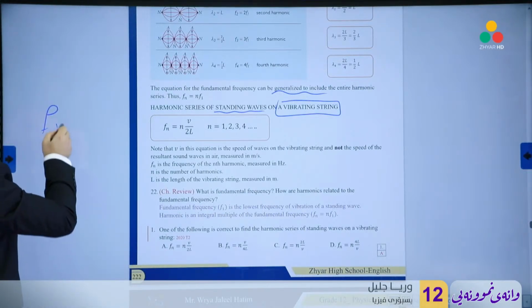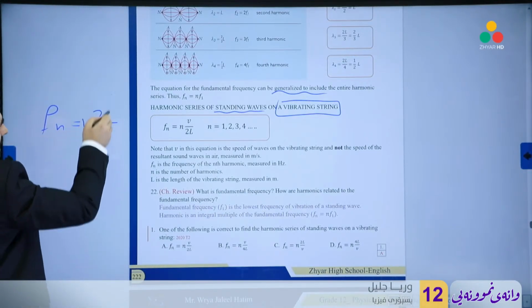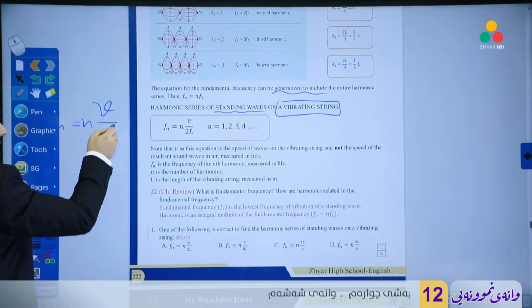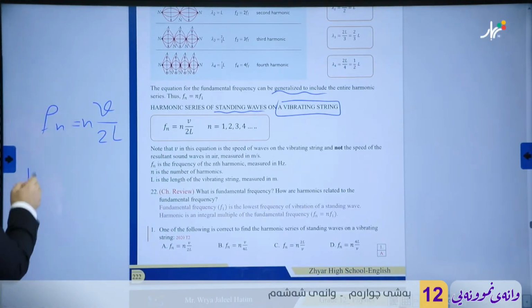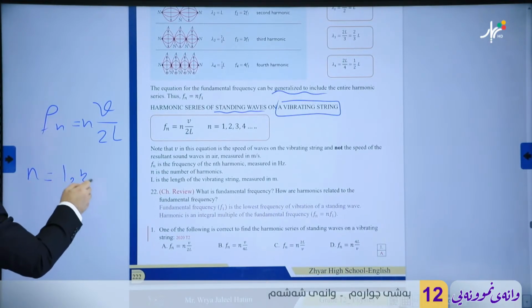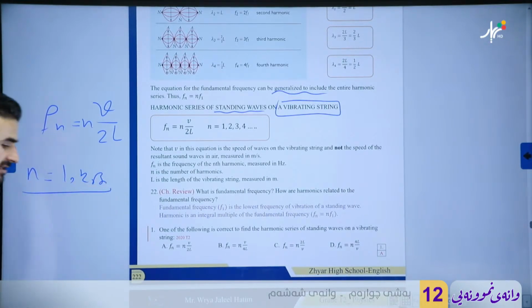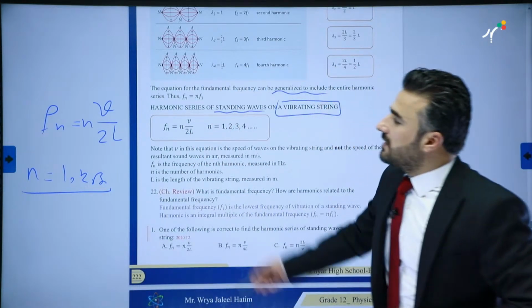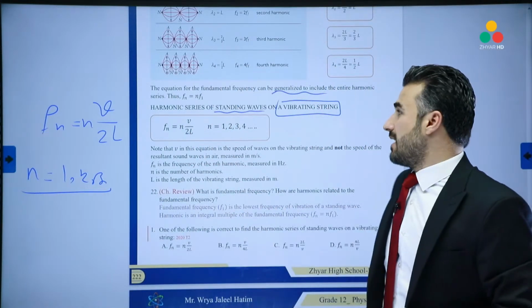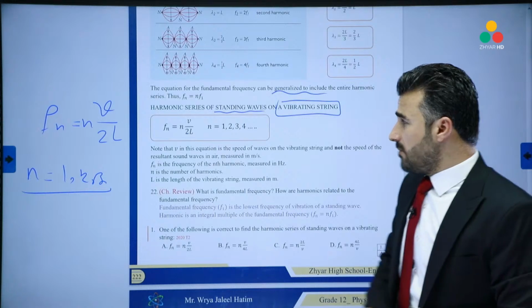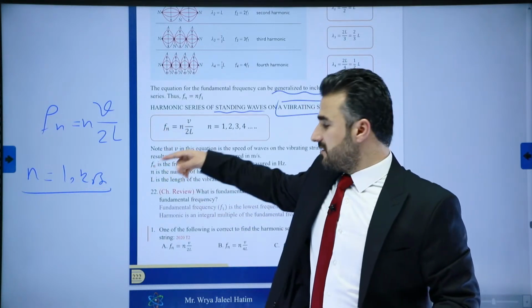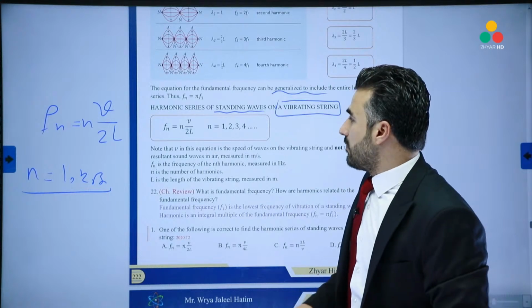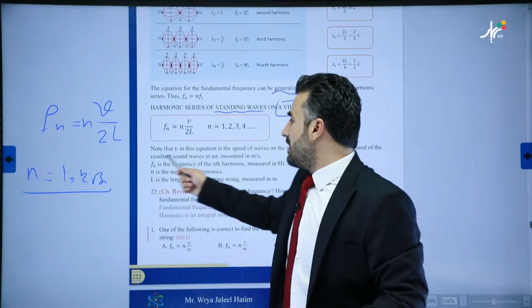So we can say Fn equals n times V over 2L. My bad, V over 2L. And of course, this n represents 1, 2, 3. These are whole numbers, or you can say integral multiples. So remember this equation. In the next video lesson, of course, we're going to solve some questions regarding this one, yeah? But remember this.